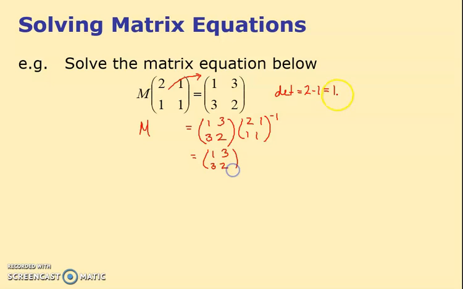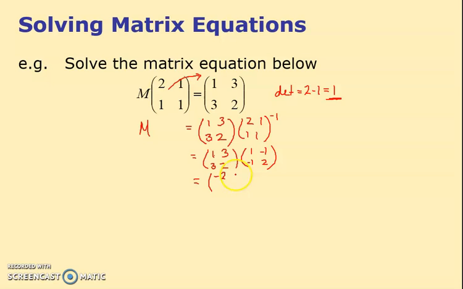I can ignore the determinant division because it's 1, and I can just switch these around, 1, 2, and these become minuses. And I've found the inverse. Now I multiply. That's 1, that's minus 3, I reckon minus 2. So 2 by 2 by a 2 by 2, so my answer will be a 2 by 2 this time.